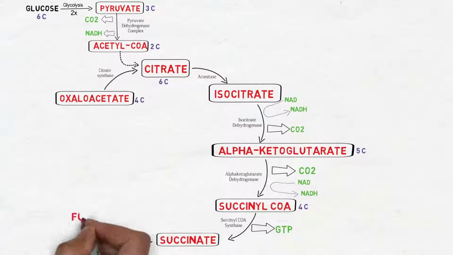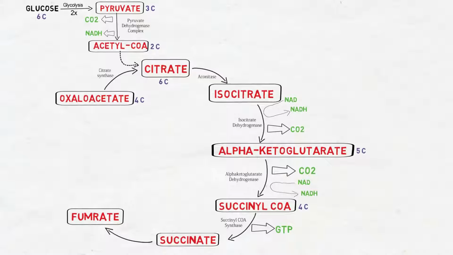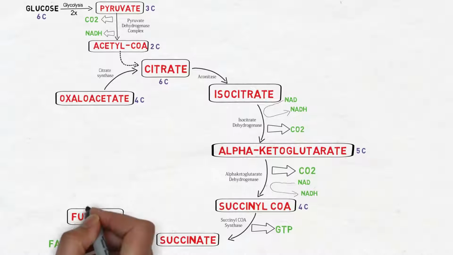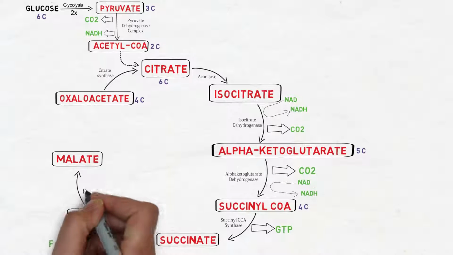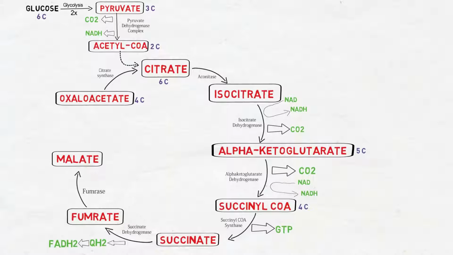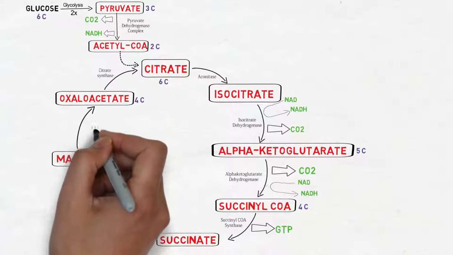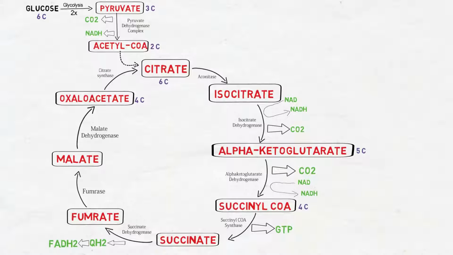Next, succinate is converted into fumarate by the enzyme succinate dehydrogenase. In this reaction, a molecule of QH2 is generated, which is used for the production of FADH2. Fumarate is then converted into malate by the enzyme fumarase. And in the last step, the malate is converted into oxaloacetate by the enzyme malate dehydrogenase. And in this reaction also, NAD is reduced to NADH.